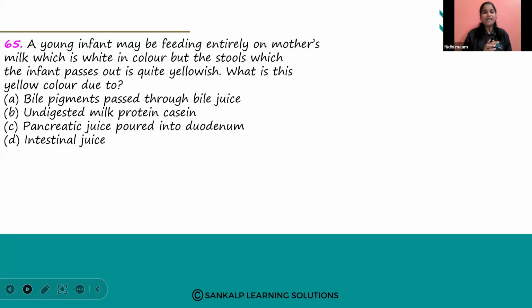So, why? Bile pigments passed through bile juice, undigested milk protein casein, pancreatic juice poured into the duodenum, intestinal juice.